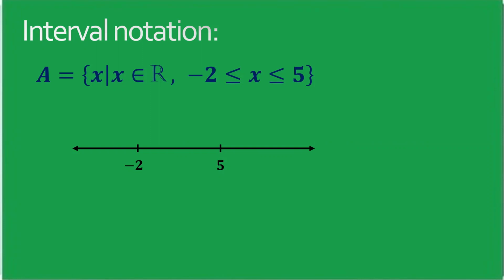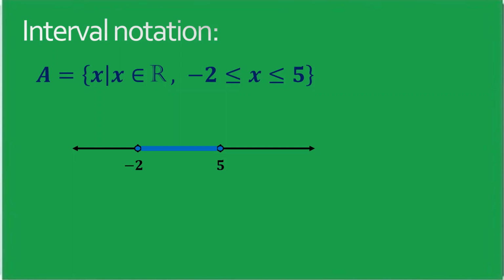-2 and 5 are the least and greatest numbers in set A. We place solid dots at these points on the number line. Since set A also contains all real numbers between -2 and 5, we draw a solid line between the two endpoints. This set of numbers forms what is called an interval.